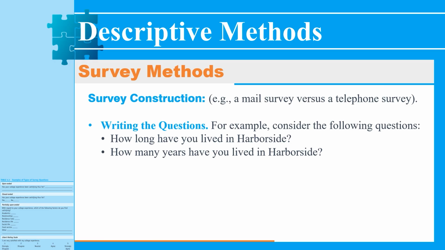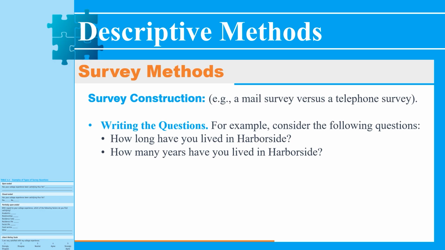The survey method. A means of collecting data for descriptive purposes is a survey. You can see an example here. There are different types of surveys, like a mail survey versus a telephone survey. In writing the questions for the survey, for example, consider the following question that you can see on the screen here: how long have you lived in Haphazard, and how many years have you lived in Haphazard? It is an example of writing a question in survey construction.